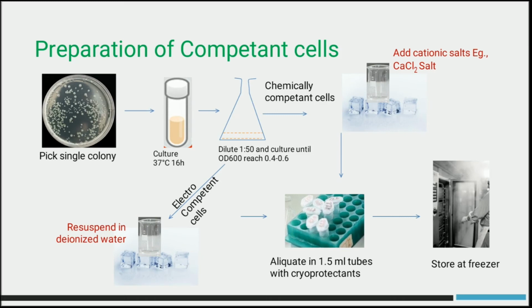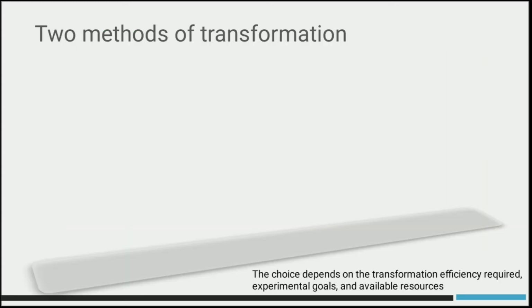We also have to thaw the cells whenever we need them to perform transformation. To take the cells for transformation, we take them from minus 80 degrees Celsius and immediately thaw them with tap water to reach room temperature, so that the cells become active and ready to perform their role as competent cells. Now we will see the methods of transformation.